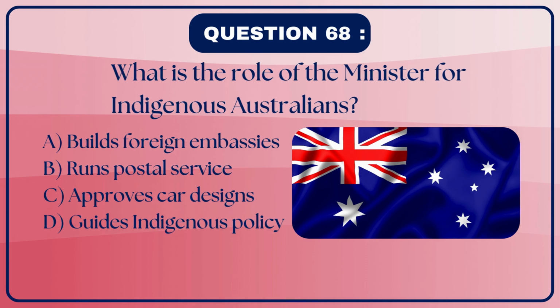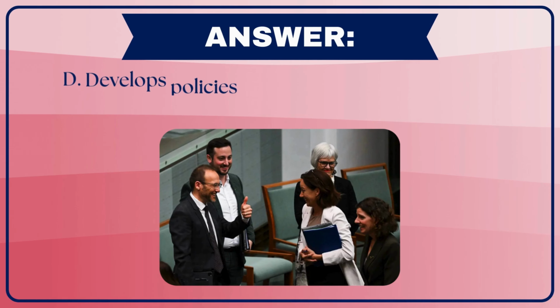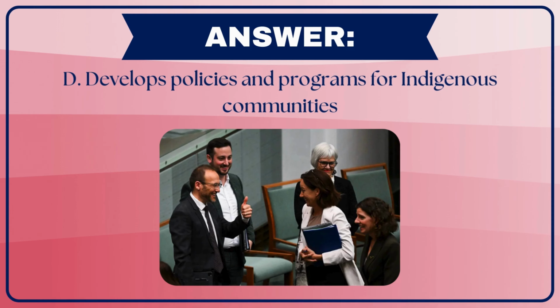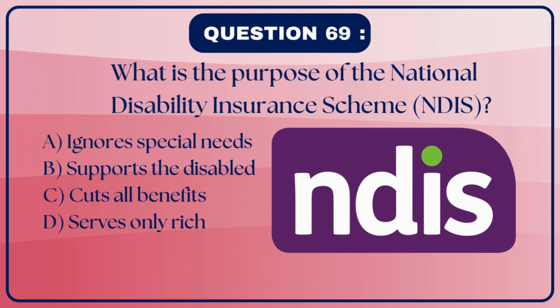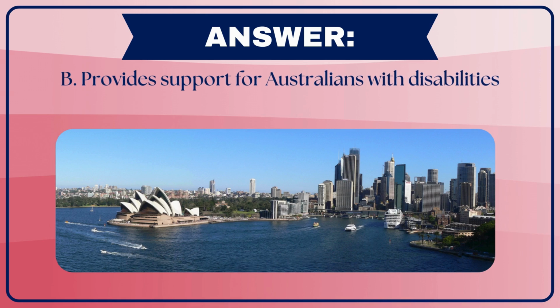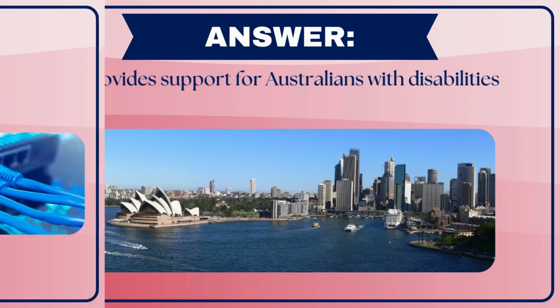What is the role of the Minister for Indigenous Australians? Develops policies and programs for Indigenous communities. What is the purpose of the National Disability Insurance Scheme, NDIS? Provides support for Australians with disabilities, improves quality of life.